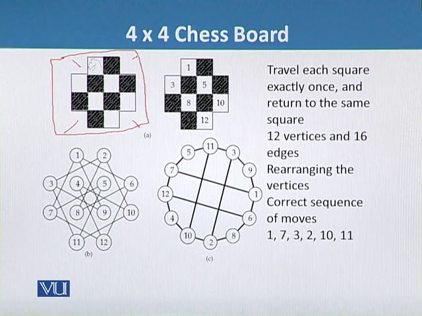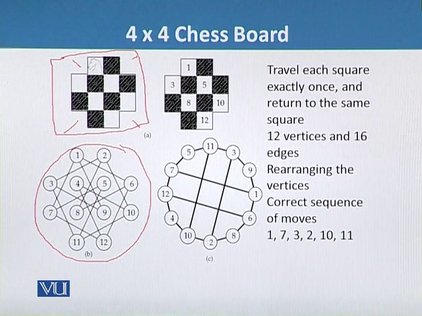Now, in the previous slide, we asked a question on the 3 into 3 chessboard. We will again ask a question on the 4 into 4 chessboard: can a horse, or a knight, travel around this board, pass through each square exactly once, and return to the same square it started on? So this is the question of this 4 into 4 chessboard. In this figure we can see a rather complex graph with 12 vertices and 16 edges, revealing all possible knight moves.